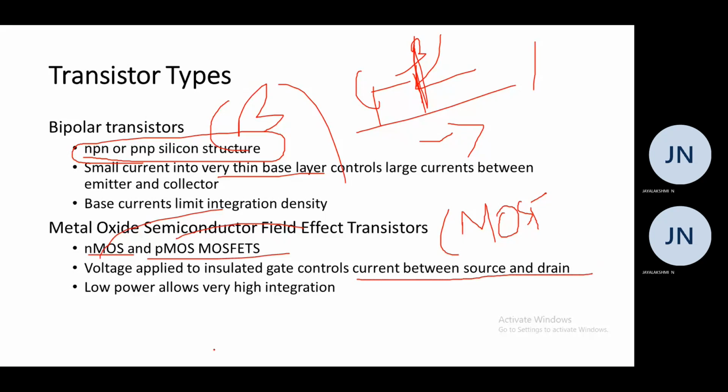If you consider any MOSFET, we have three terminals: gate, source and drain. The voltage applied at the gate terminal controls current between the source and drain terminals. And it has low power and allows for very high integration.